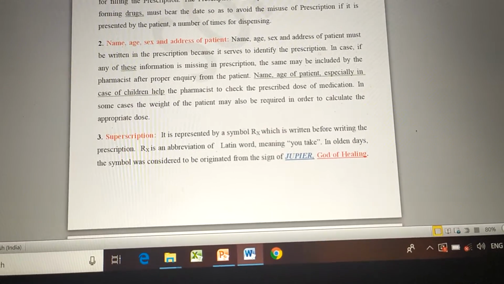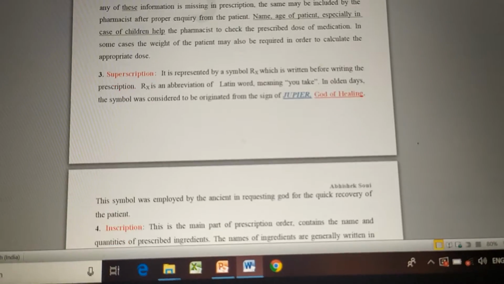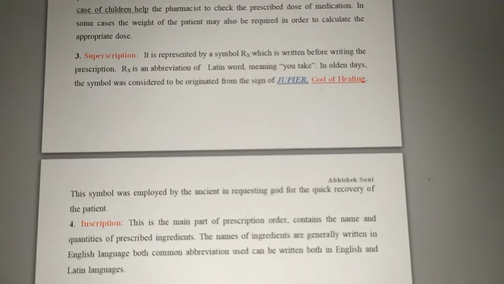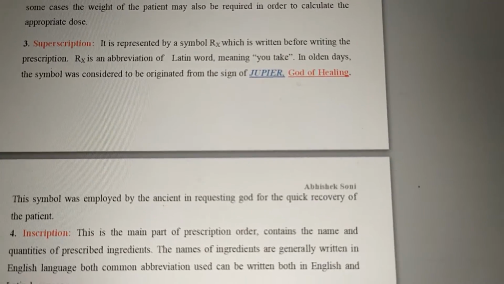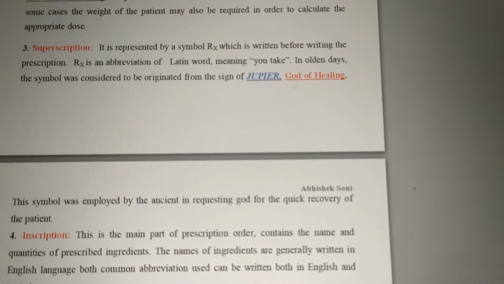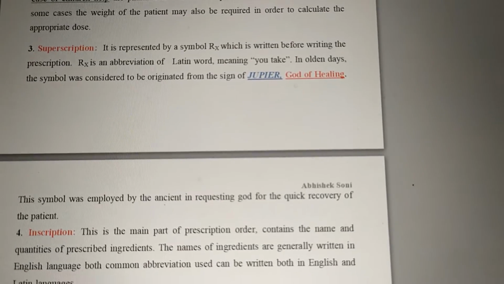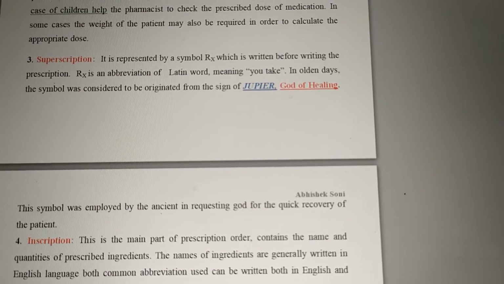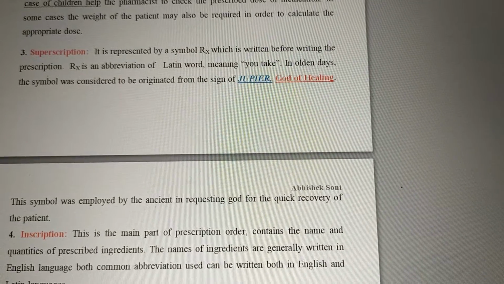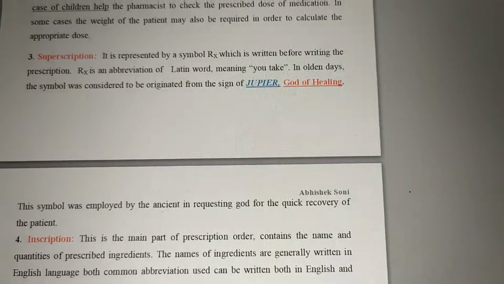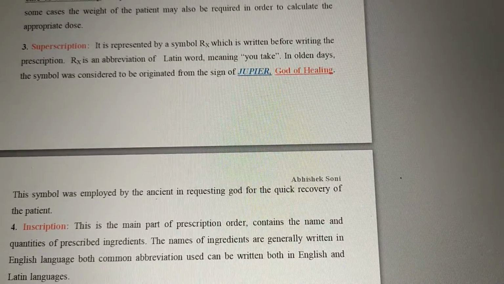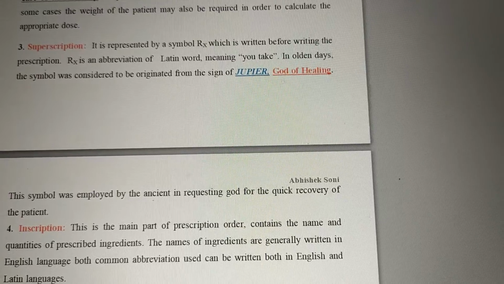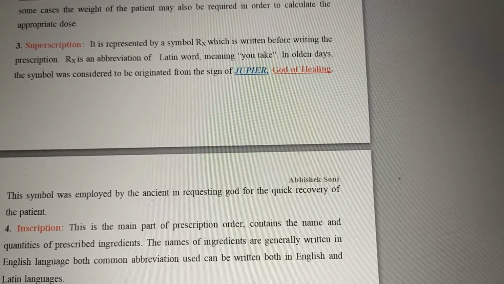Third one is superscription. It is represented by the symbol Rx, which is written before writing the prescription. Rx is an abbreviation of the Latin word meaning "you take." This is a request from a physician to pharmacist: you take the following ingredients or excipients for patient recovery or cure, for preparation of any formulation.